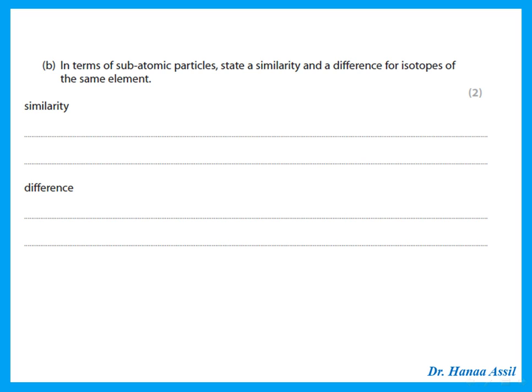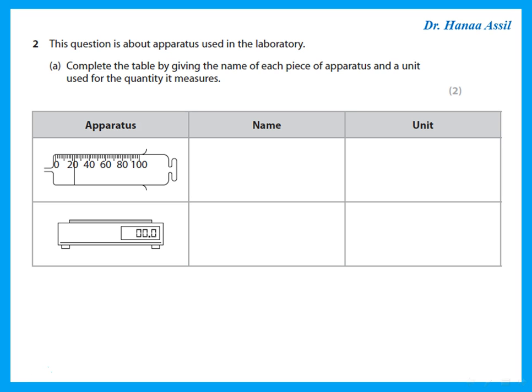Do you remember the definition of isotopes? What do we mean by isotopes? They are atoms of the same element that have the same what? They have the same number of protons but different number of neutrons. So the similarity is they all have the same number of protons. Isotopes of the same element will have the same number of protons, different number of neutrons.